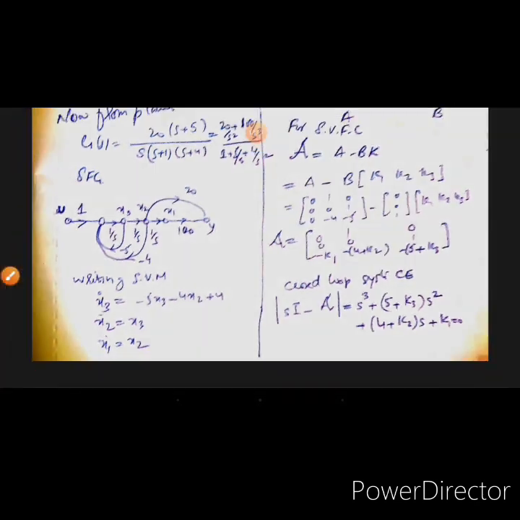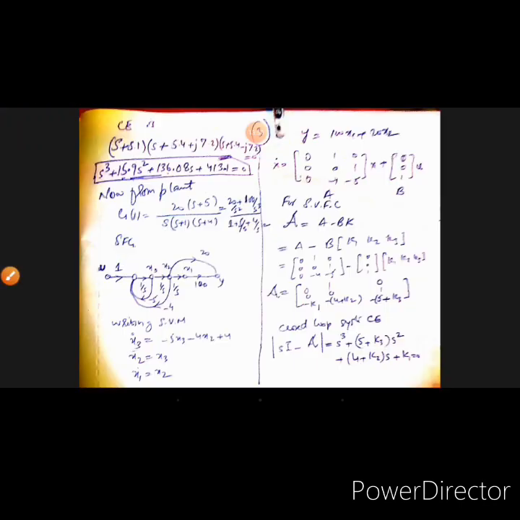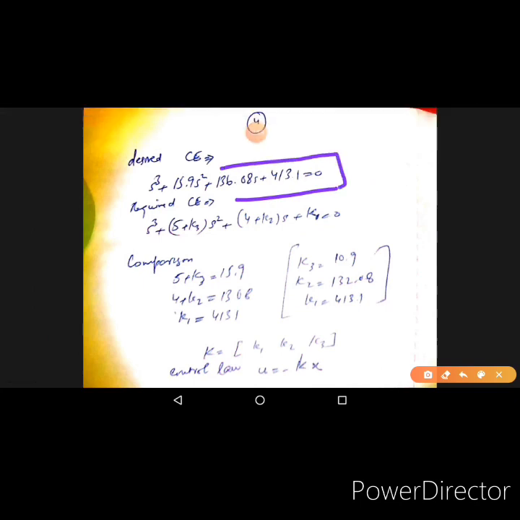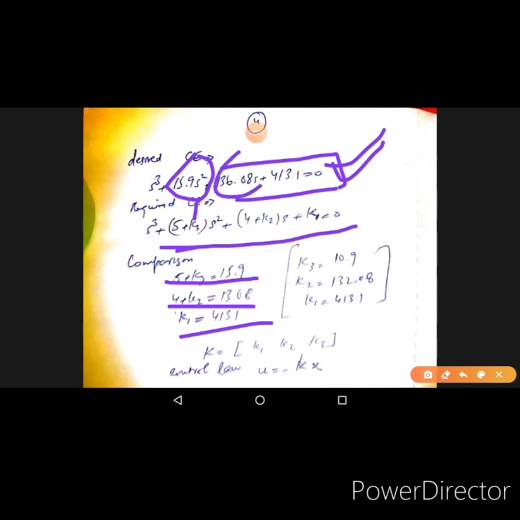Now what next? On one hand, we have the characteristic equation which we designed on the basis of the required closed loop poles, which were obtained on the basis of the transient response, overshoot, settling time requirements, etc. On the other hand, we have this characteristic equation which we've just found in the previous slide. And we want the closed loop system to behave like this, to have these poles, to have this characteristic equation. So we equate both equations. When we equate them, we get these three equations.